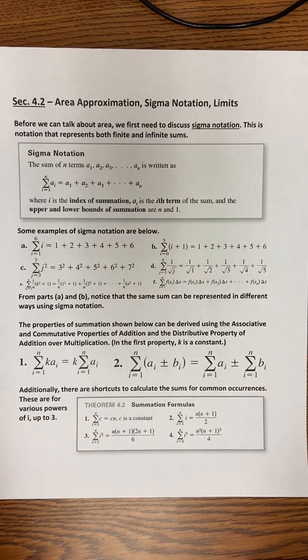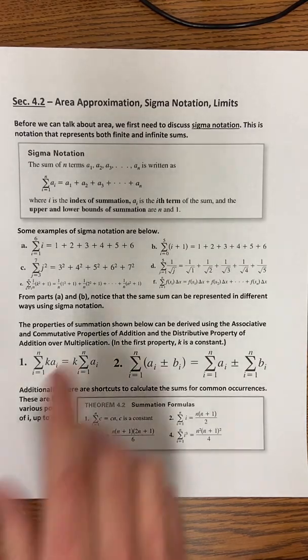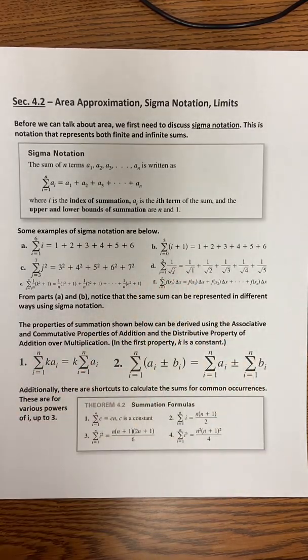Here are some other ones, but the idea here, especially looking at A and B, you can notice that the same sum can be represented in two different ways, and so sigma notation can be kind of interesting. E and F is something you can pay particular interest to as well, because those are things that represent skills you will be able to use.